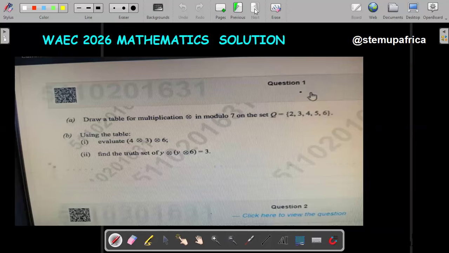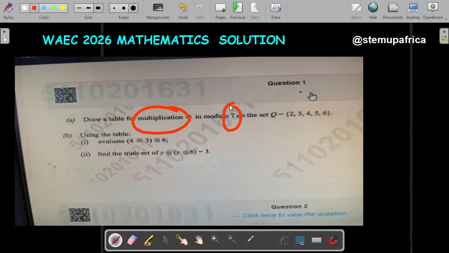Okay. So pay attention. This question is a very common question. Pay attention to it. It said draw a table of multiplication. We are multiplying. Table of multiplication of modulo 7. Okay. So when they say modulo, meaning the highest number you must get.